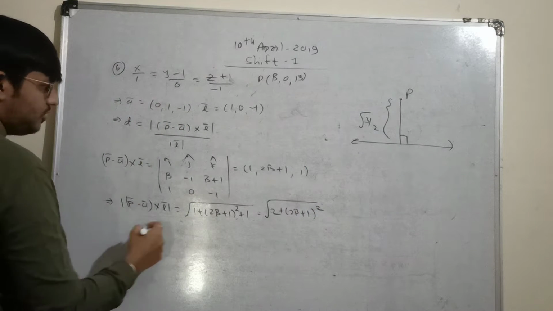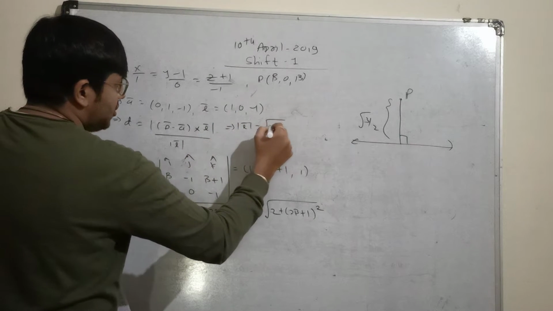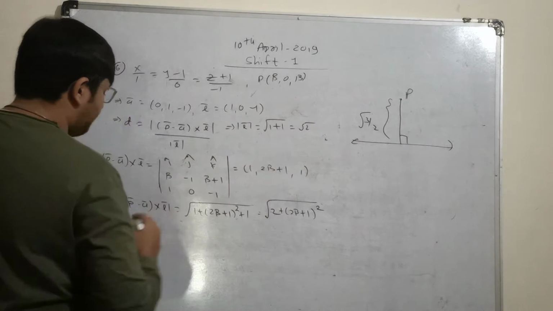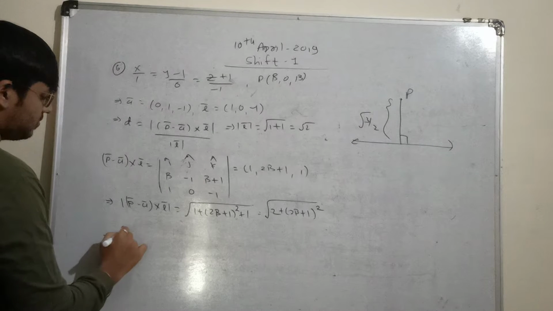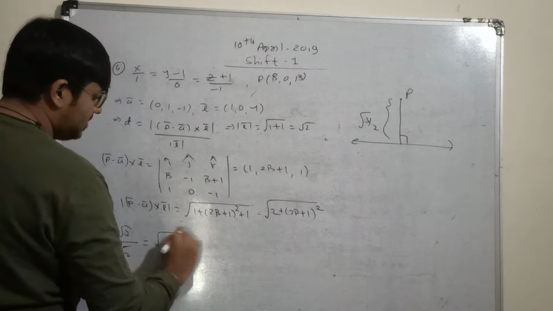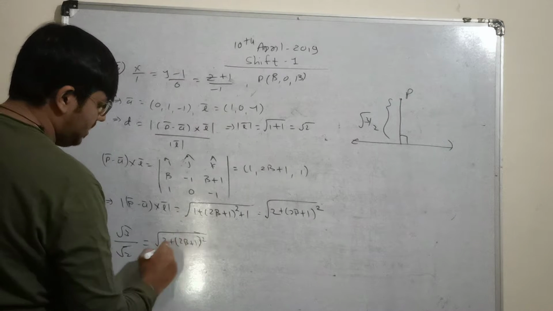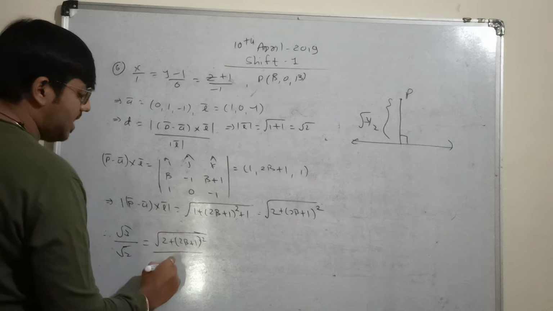Now let's put all this value into the equation, and also let us find out modulus of L as 1 plus 1, which is root 2. So now the distance is given as root 3 by root 2, mode of p bar minus a bar is root 2 plus 2 beta plus 1 whole square upon mode of L bar, which is root 2.